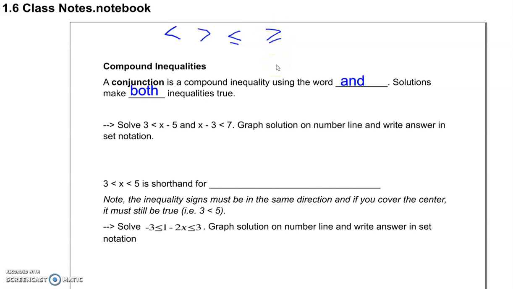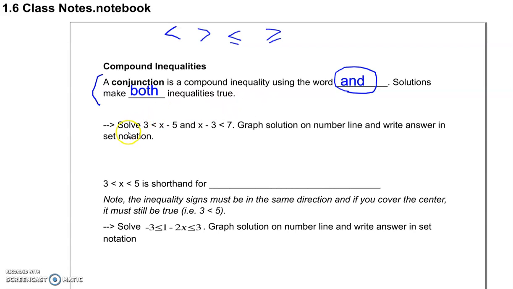In this last page of notes, we are going to look at compound inequalities, and we have 2 different types. So kind of like compound sentences. You've probably heard that word before, and you know that it means you have 2 sentences that are joined by some kind of a connector word. And same thing here. So the first compound inequality that we're going to talk about is a conjunction. And this is a compound inequality, so it's 2 or more inequalities that are joined with the word and. All of the solutions to a conjunction make both inequalities true.